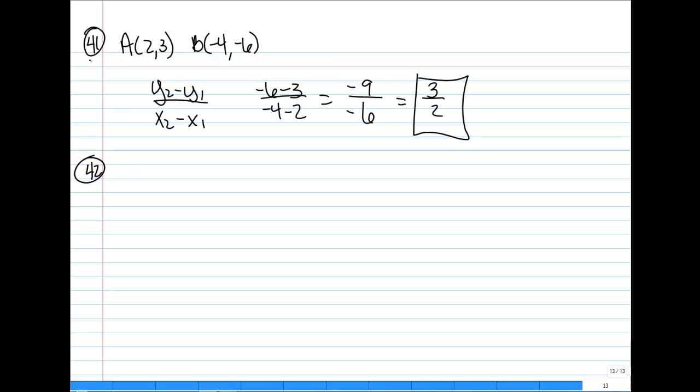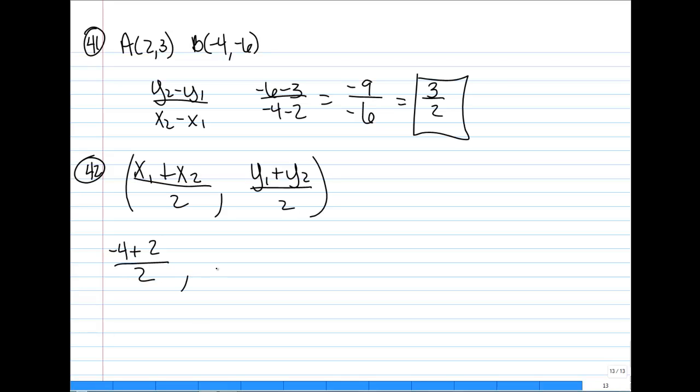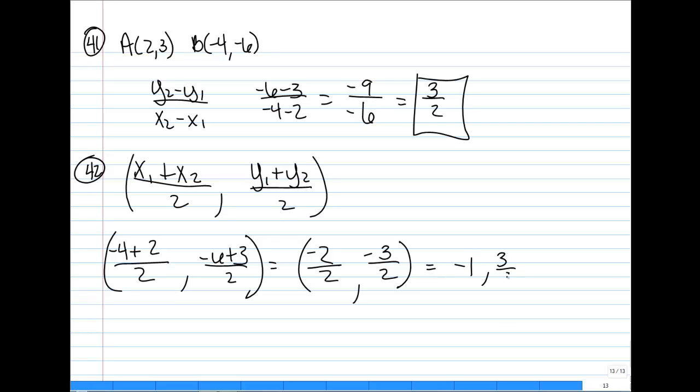42. Find the midpoint of those two. So remember, midpoint is the average of your x's and the average of your y's. So we have -4 plus 2 divided by 2, and -6 plus 3 divided by 2, which is equal to -2 over 2 and -3 over 2, which is -1 and negative 3 over 2.